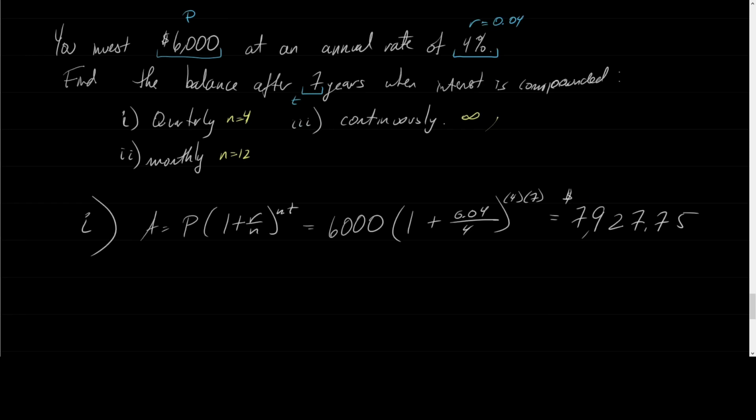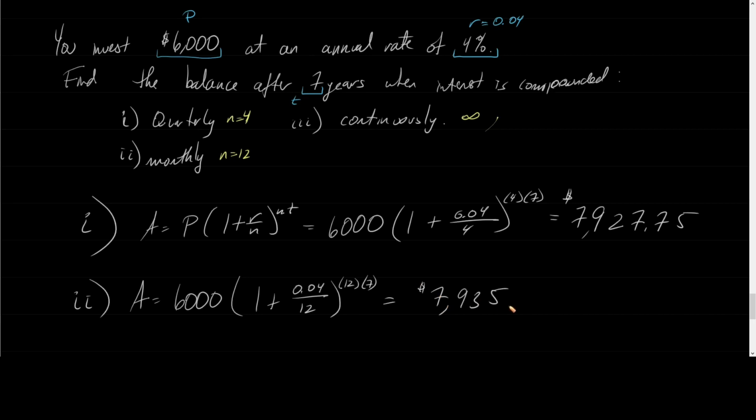Now, what if we do it monthly in the second scenario? Well, you might imagine that if we're going to be compounding more often, things change, right? And in fact, they do, because now we're compounding 12 times per year instead of 4 times per year. And when we plug this into the calculator, we would see that we get $7,935.08. Notice that more compoundings gave us essentially more money, right?